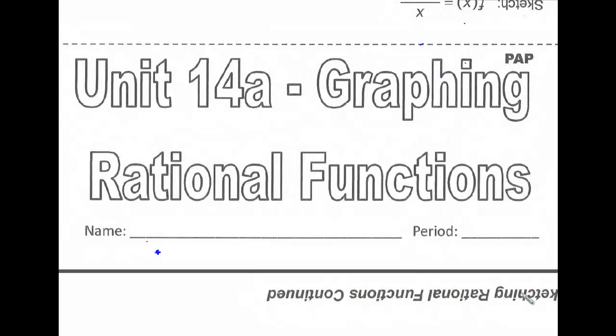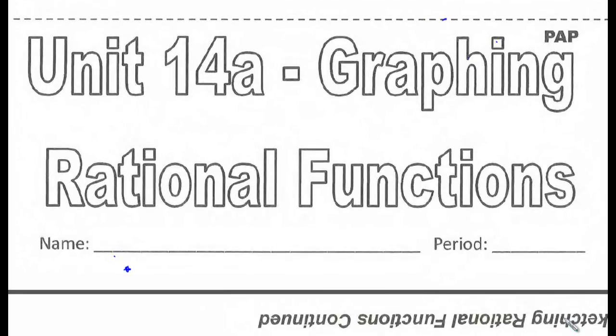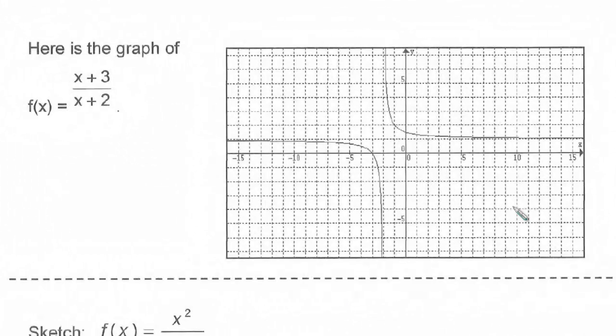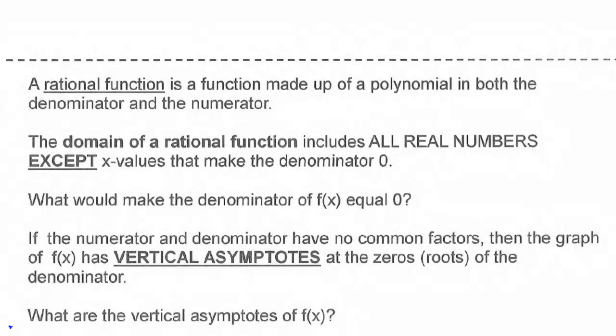We begin Unit 14, Graphing Rational Functions. Here's the graph of x plus 3 divided by x plus 2. This is a rational function. A rational function is a function made up of a polynomial in both the denominator and the numerator. The domain of a rational function includes all real numbers except the x values that make the denominator 0.